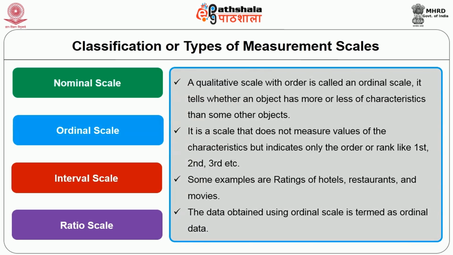Ordinal scale: a qualitative scale with order is called an ordinal scale. It tells whether an object has more or less of a characteristic than some other object. It is a scale that does not measure values of characteristics but indicates only the order or rank, like first, second, third, etc. Some examples are ratings of hotels, restaurants, and movies. The data obtained using an ordinal scale is termed ordinal data.